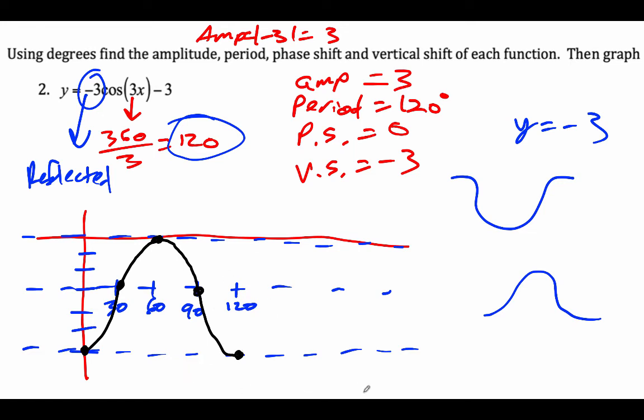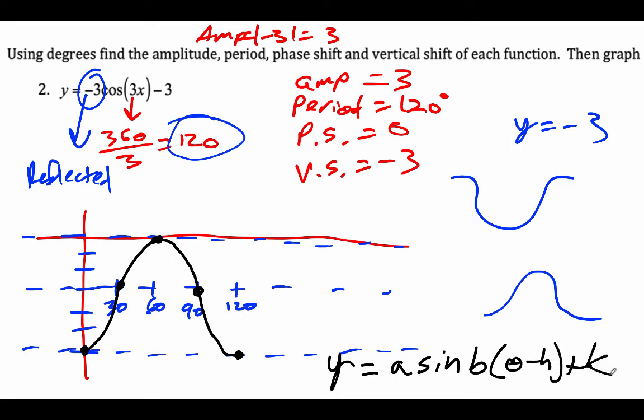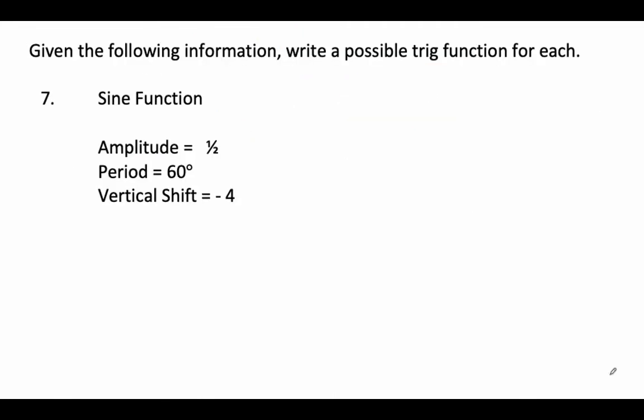Okay, so you got to do the rest of those now. So you're working off of y equals a sine or cosine b theta minus h plus k. Have we seen h and k yet this year? I don't remember. Oh, I do remember we have. Okie dokie. Go back to this one, the next page, I believe. I think there's about 6 of them. I already did 1, you got 5 left.